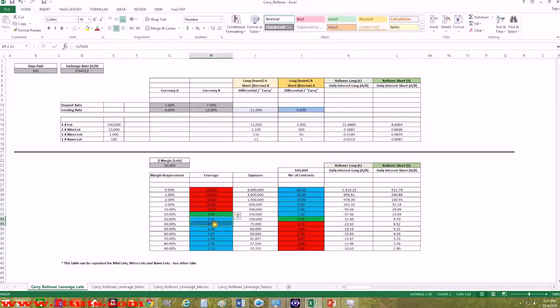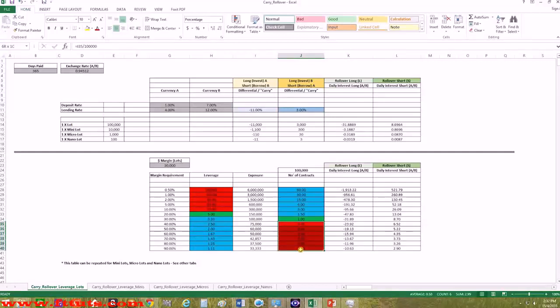And this is where things seem to be okay. This is where we have a margin of safety, where if we actually put these trades on, if we get paid a credit to our trading account, the currency pair would still have to move by 33% for us to be wiped out, which is very improbable.